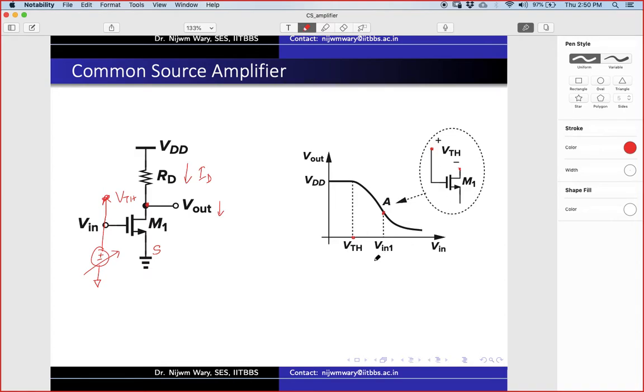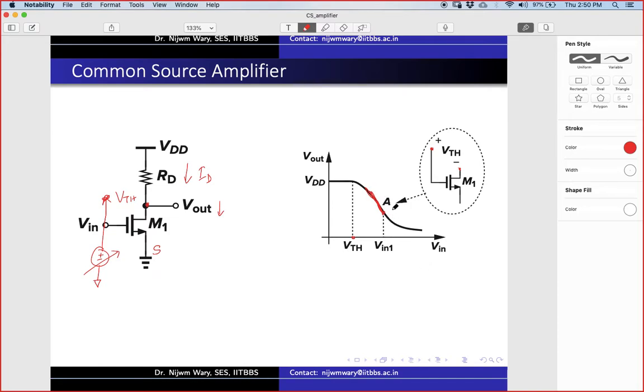Now if we observe the Vin versus Vout characteristics, we know that this region, although very small, can be used as an amplifier, right? Whenever it is in the saturation region, it can be used as an amplifier. We don't generally use the linear region, because it will add a lot of harmonics. So this region can be used for designing the amplifier, right?